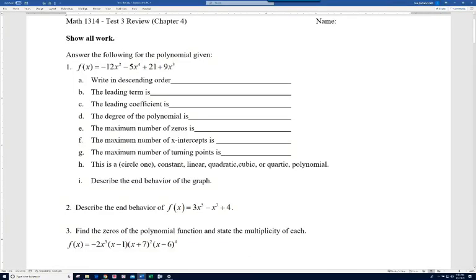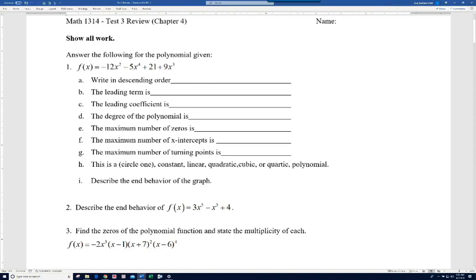Okay, in this video I'll be going over the test 3 review. So let's go ahead and get started. As you look at this first polynomial, we can see that it's not in descending order. In fact, that's our first step, is to put it in descending order.